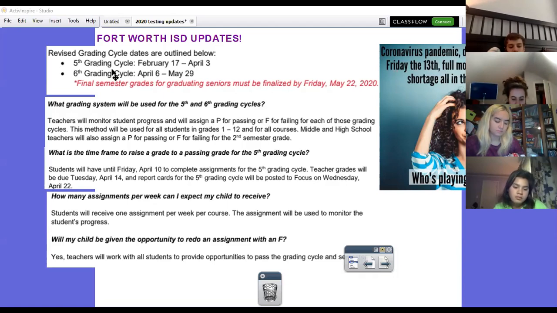We talked about how you have until Friday to complete your assignments for 5th 6 weeks. You will receive 1 assignment per week per course. That is the Fort Worth ISD minimum, bare minimum. If you only do the 1 assignment for this class, that may not lead to success on the AP exam, right? So there are other things that you can and should be doing. We'll talk about those. But you're going to get 1 grade per week up until May 22nd.